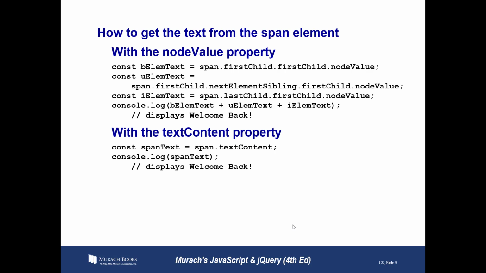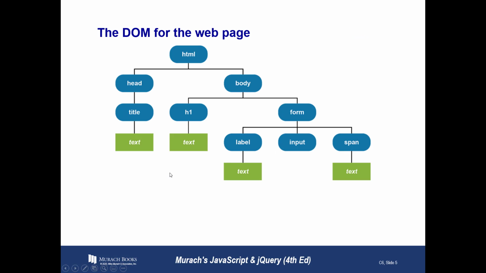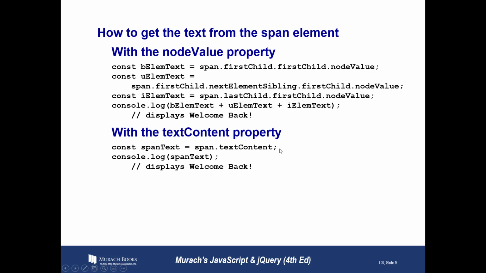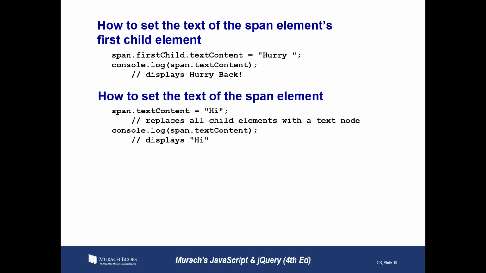How to get the text from a span element with a nodeValue property. So you've got to look at this. For lack of better words, this is a collection of nodes. Some of these nodes have properties. Some of these nodes do not have any properties. And when you start to work in here, there are different properties that you work with.